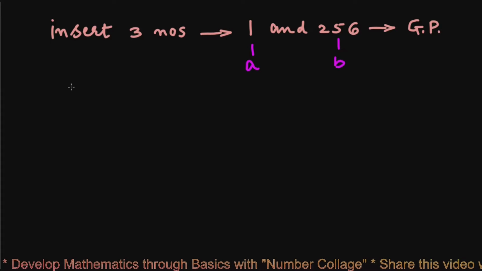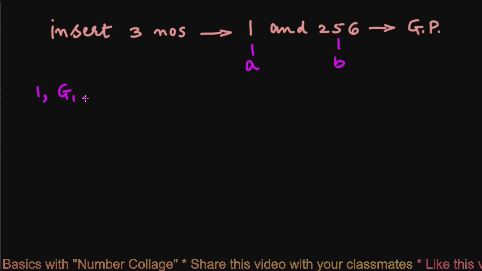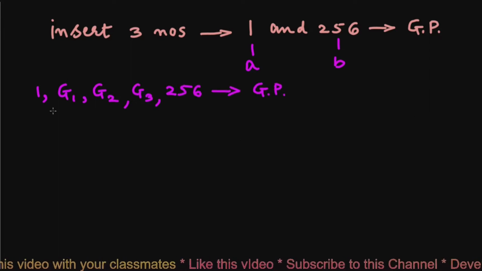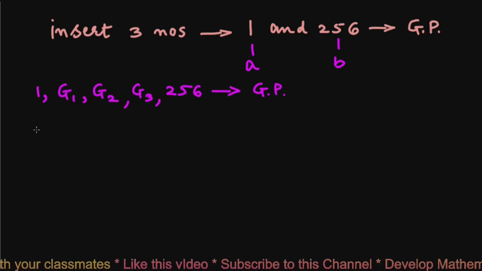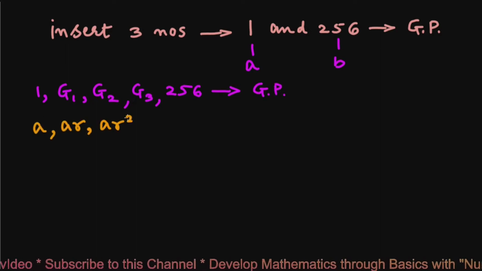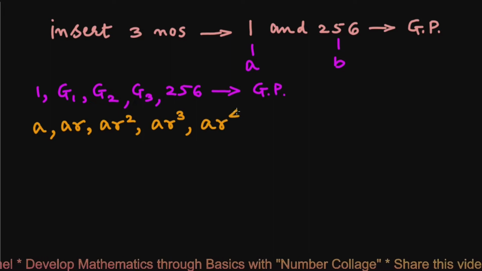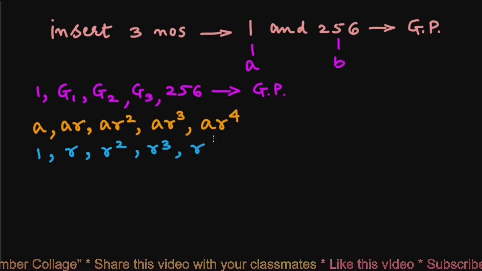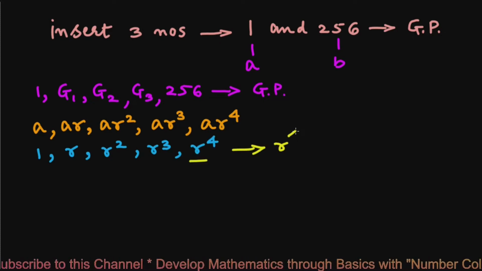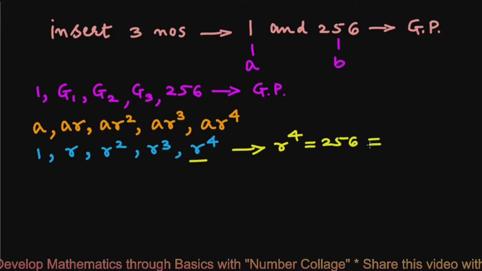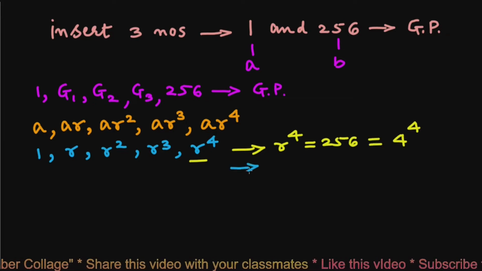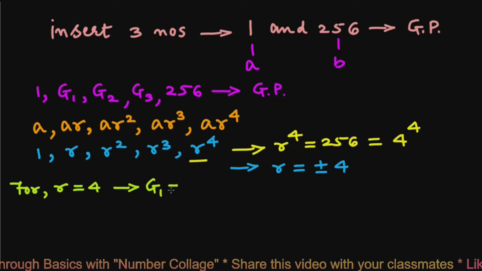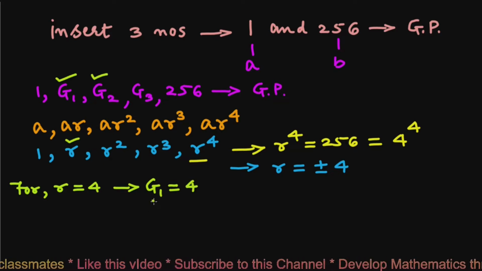So the sequence 1, G1, G2, G3, 256 should be a GP. If we compare this with a standard GP, which is a, ar, ar square, ar cube, ar power 4, it will be 1, r, r square, r cube, and r power 4, where this r power 4 will be 256, that we write as 4 power 4, that will give us r equals plus minus 4.